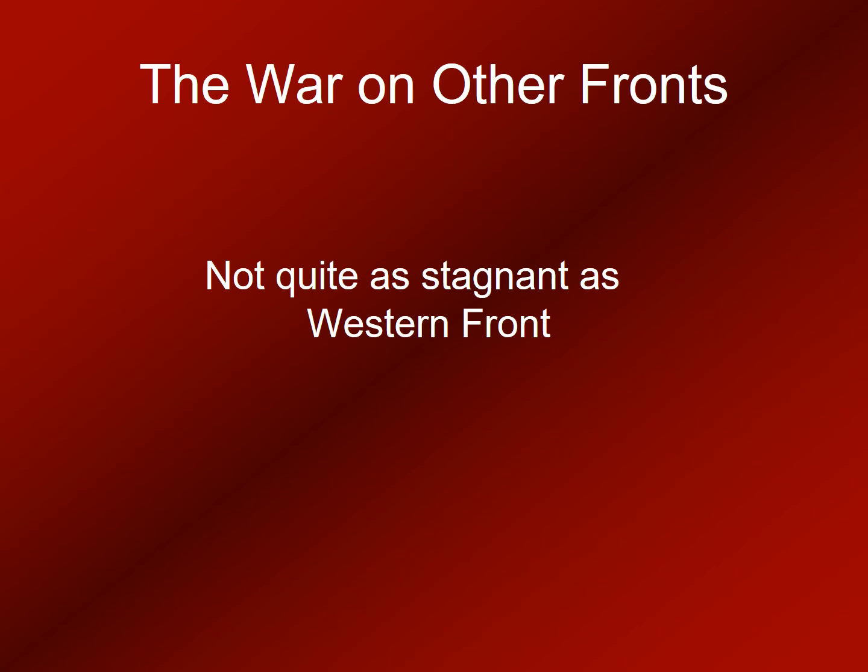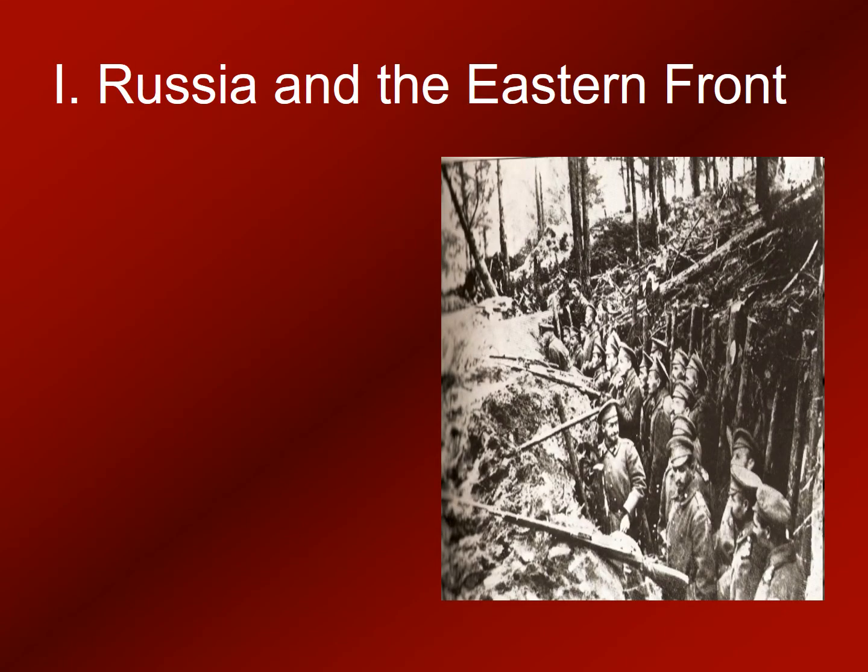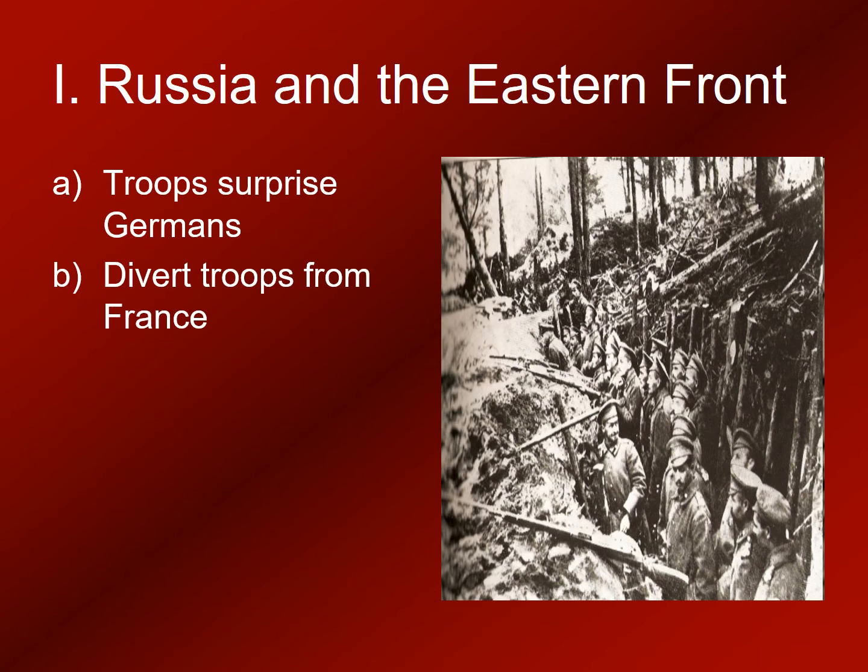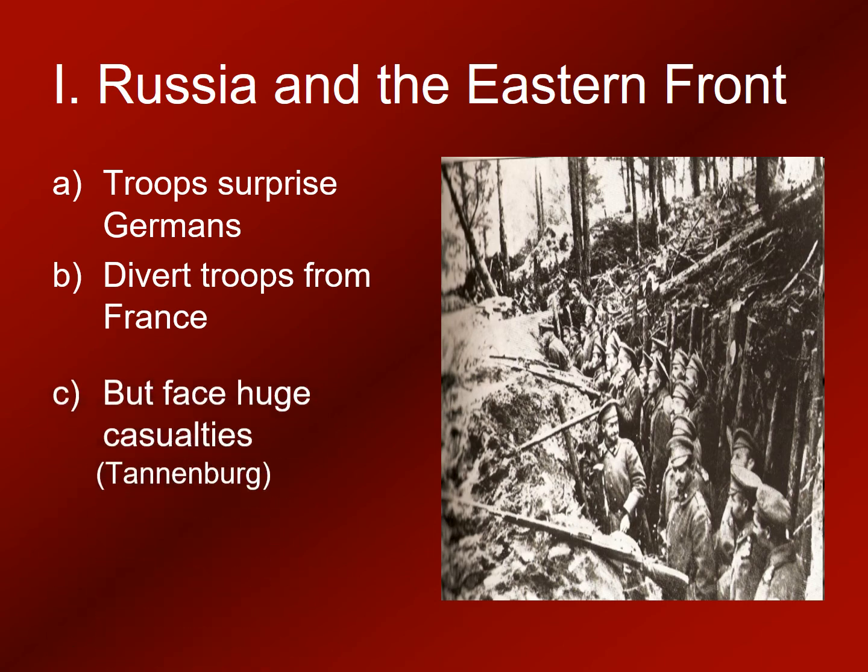The other areas of the war, we'll quickly go through the rest of the World War here, other fronts, not as stagnant as the Western Front in France. In Russia, on the Eastern Front, you have the troops surprise the Germans, right? These are the ones that make the Schlieffen plan fail. And they're important in that they divert troops from France, preventing Paris from being defeated.